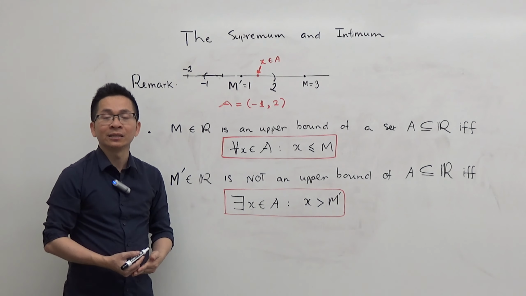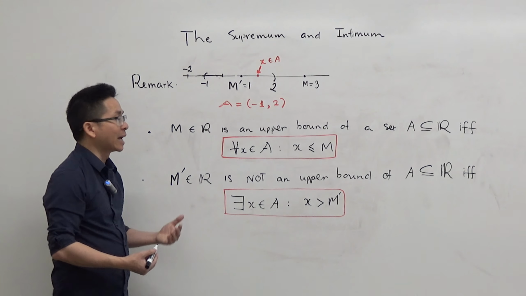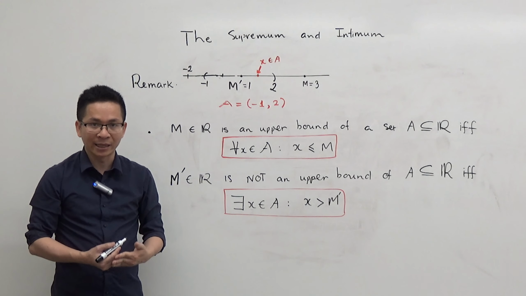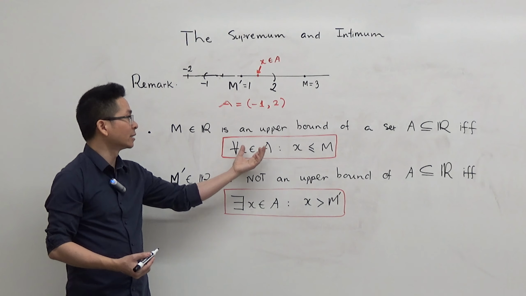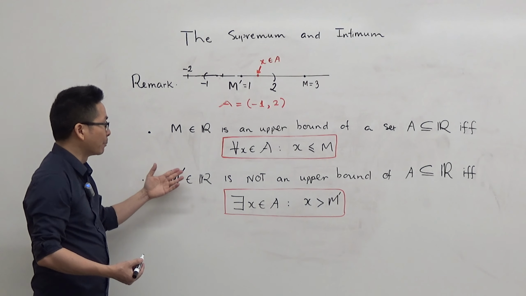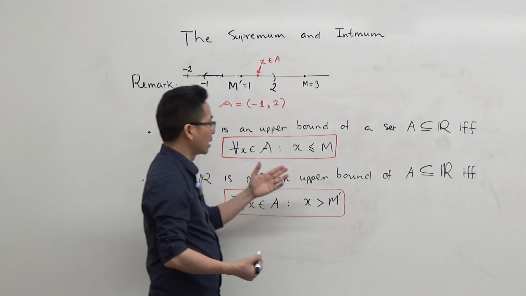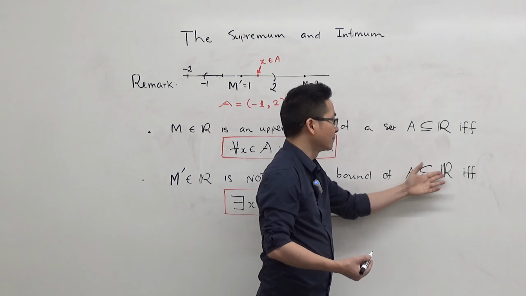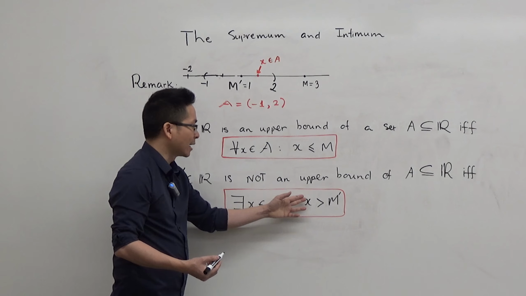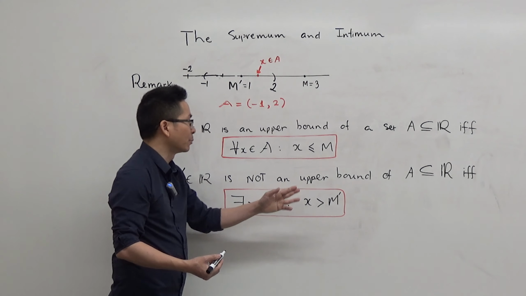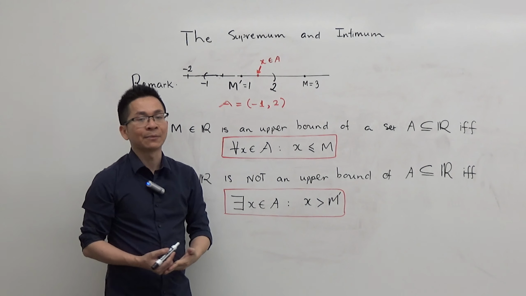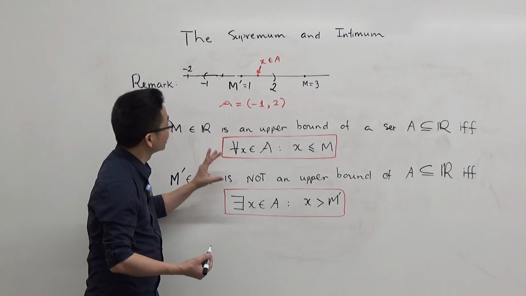So what does it mean for a real number m prime to not be an upper bound of a set A? We only need to take the negation of this statement. That means a real number m prime is not an upper bound of the set A if you can find some x in A such that x is strictly greater than m prime. Okay, so let me go through one example to emphasize this remark.